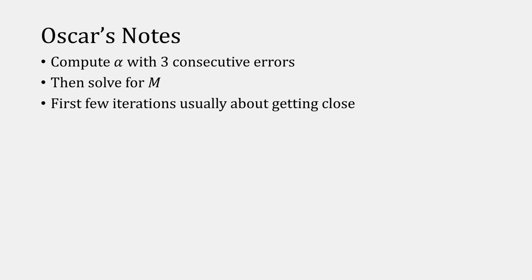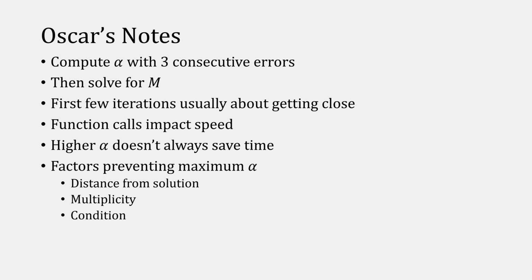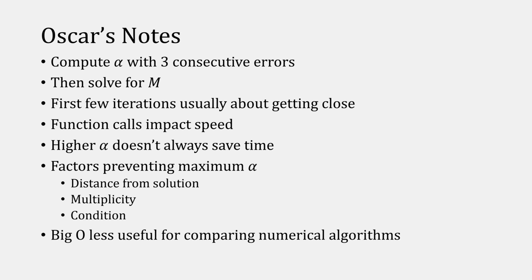We've covered a lot in this video, and I'd like to leave you with some key points. You can use 3 errors to compute alpha, and then afterwards compute m. Keep in mind that your first few iterations are about getting close, and that function calls impact your speed. Also, higher alphas don't always save you time, as shown in the earlier example. Keep in mind you won't get your full alpha if you're too far away from your roots. Other things that could keep you from getting that full speed are things like condition of the polynomial, and if there's multiplicity involved. Those are topics for another video. Also, that Big O is less useful for comparing these kinds of algorithms, and now you know why.